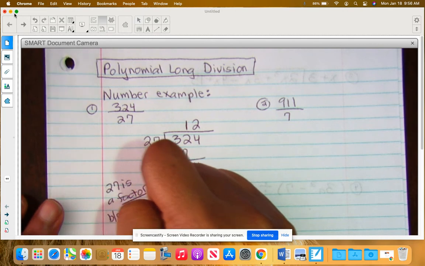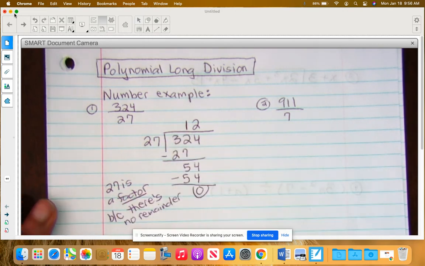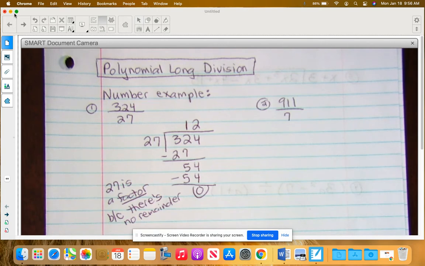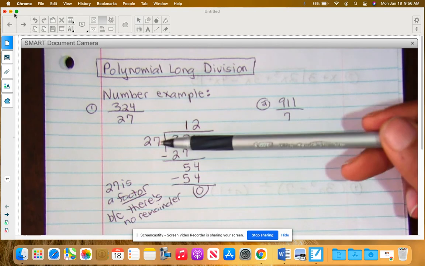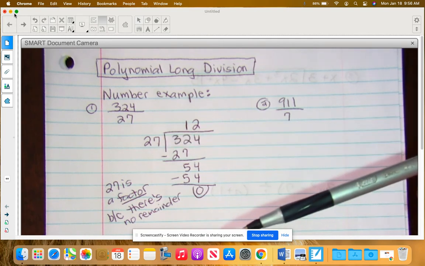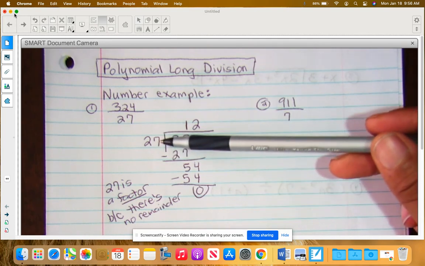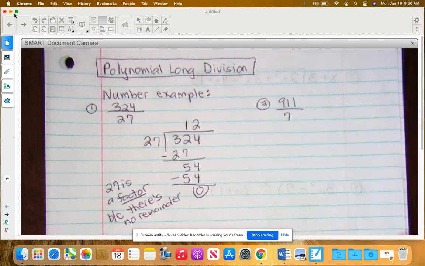So this may be a good thing, actually a great thing for you to do, because dividing is going to help us find factors and roots from graphing in a few days. So we'll be tying some stuff together. So you should know that if you do not have a remainder, that means that the divisor is a factor. So in this particular example, 27 is a factor of 324.